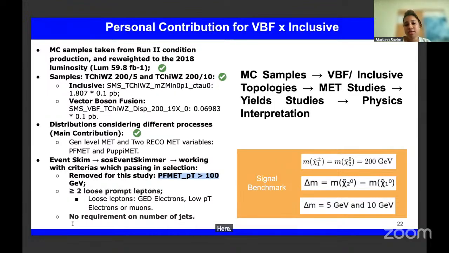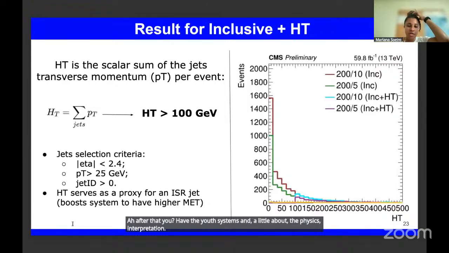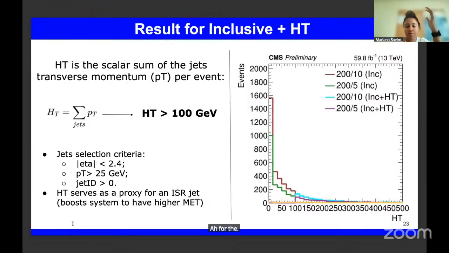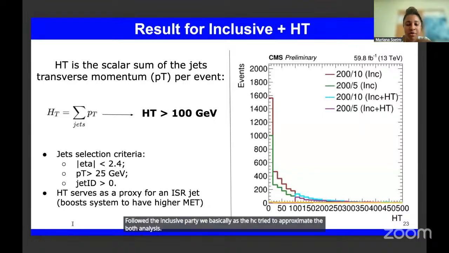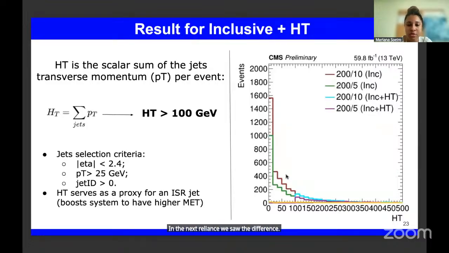Here we have basically a summary of the Monte Carlo samples, passing through VBF and inclusive topologies, trying to understand the match studies. After that, you have the yield studies and a little about the physics interpretation. For the ISR, following the inclusive part, we basically try to approximate both analyses, the VBF part and the inclusive analysis, because we have a difference, which in the next slide we saw, in the statistical part.